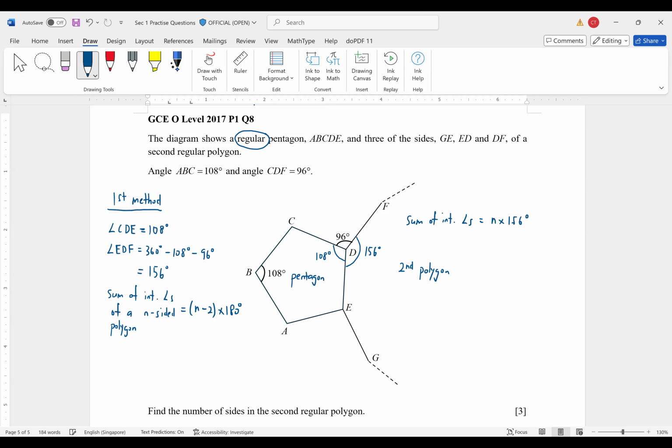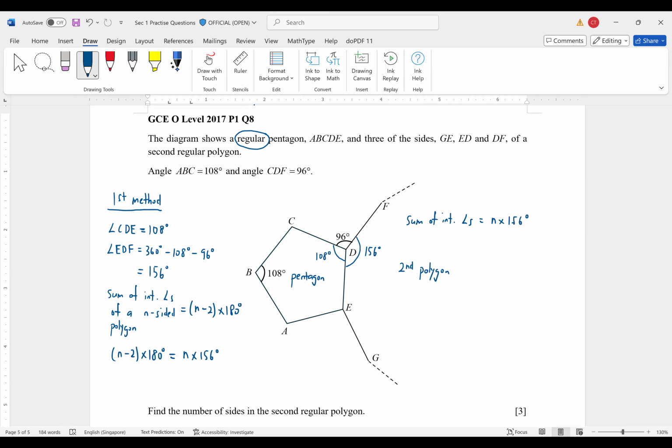According to the formula, the sum of interior angles is also n minus 2 times 180. So we can formulate an equation and use it to solve and find n. The sum of interior angles, n minus 2 times 180, is equal to n times 156 degrees, because each interior angle is 156 and there are n of them.